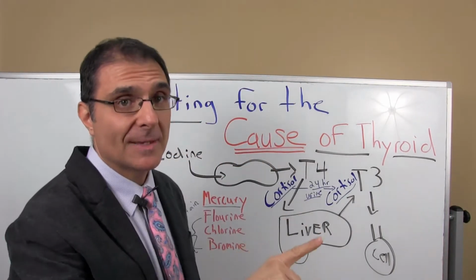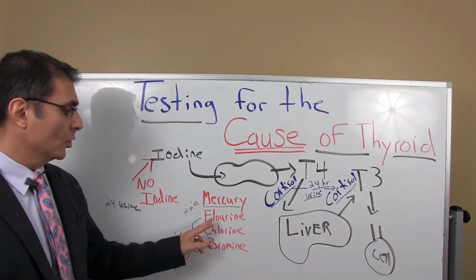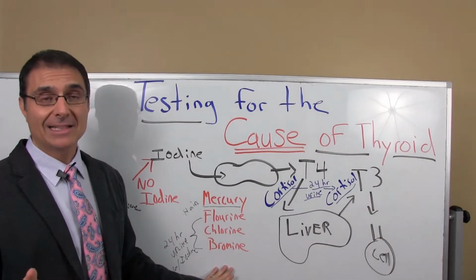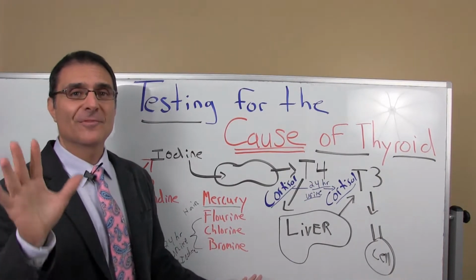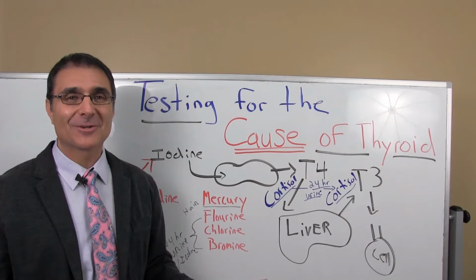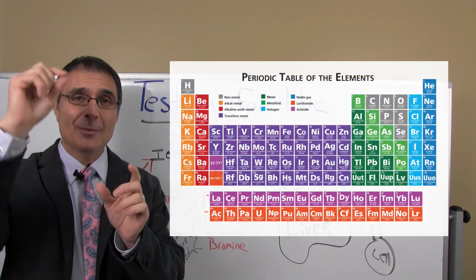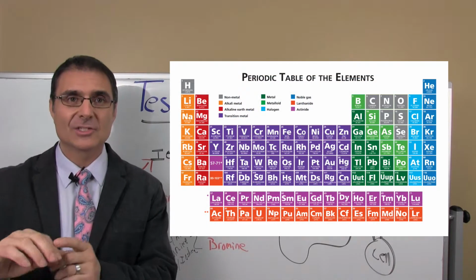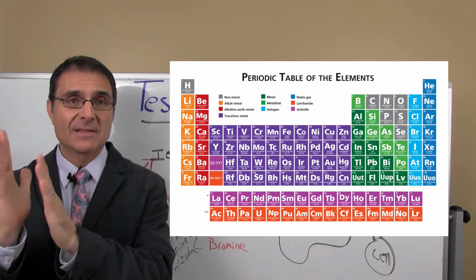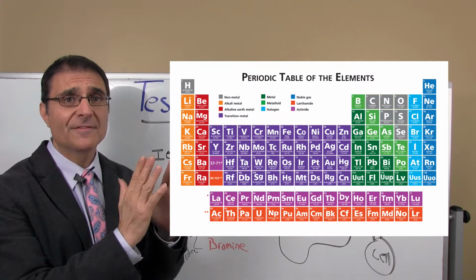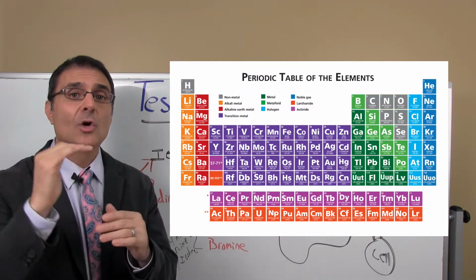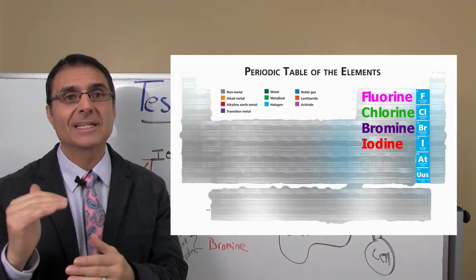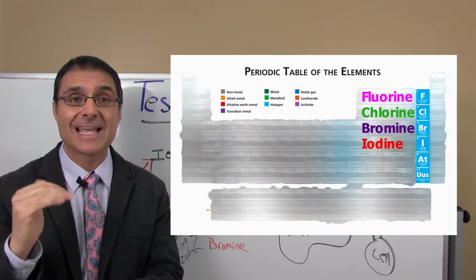There are some other substances that will do that as well: chlorine, fluorine, and bromine. These are the halogens. If you flash back to high school biology or chemistry for a second, you remember how we had the different columns, right? So you have all these different families of elements. Well, there was one family called the halogens, and in there was chlorine, fluorine, bromine, and iodine. They were all in the same family.